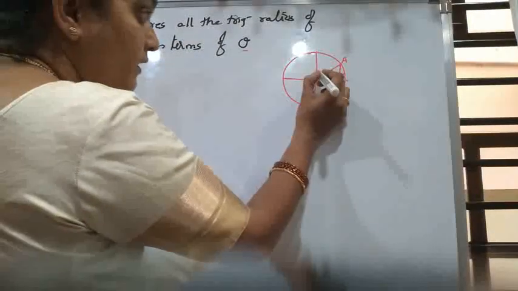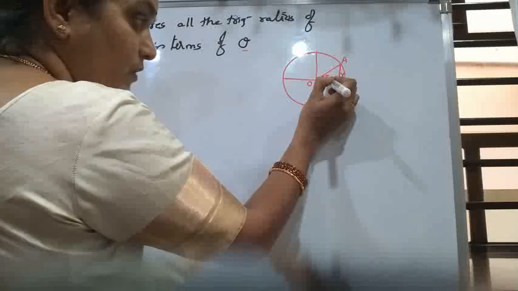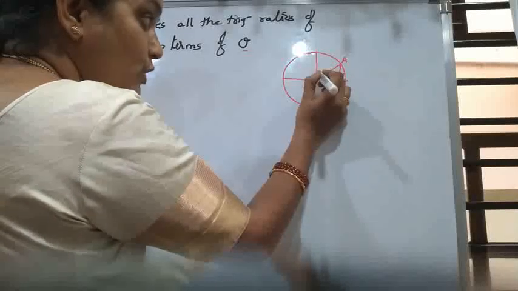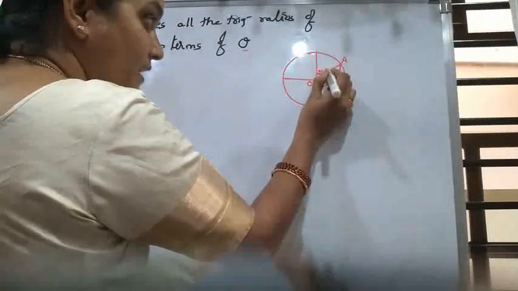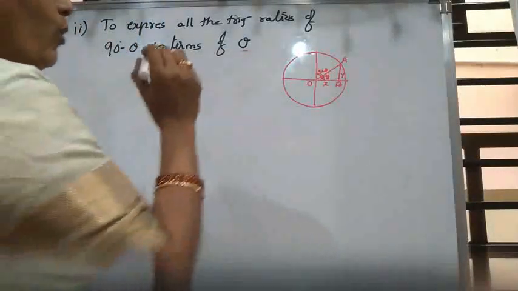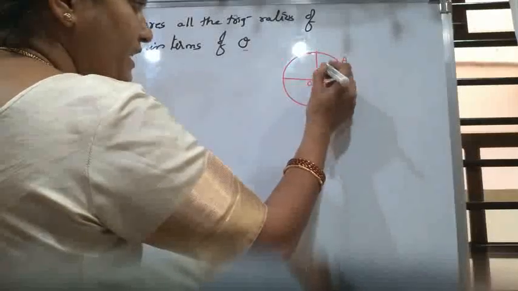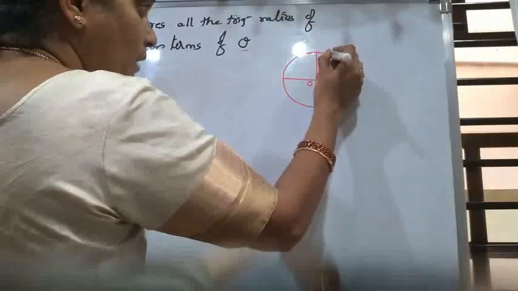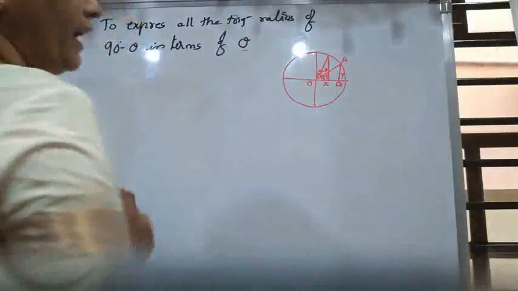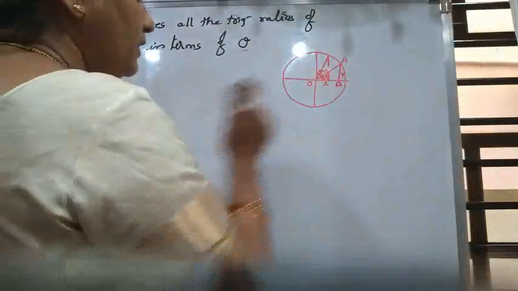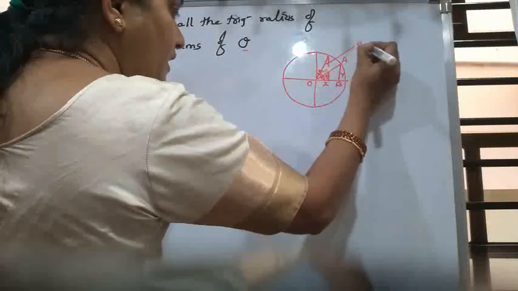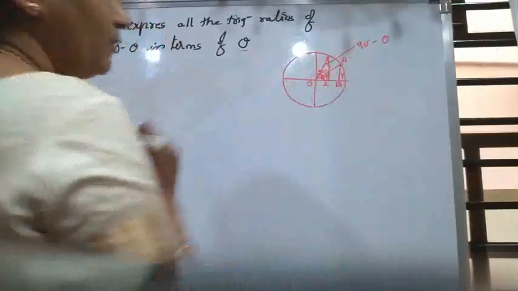Now you look at this. This angle is 90 degree, but this is theta. So what would this angle be? It is 90 degree minus theta. So if this angle is 90 degree minus theta, I will choose another angle, this angle, as 90 degree minus theta.